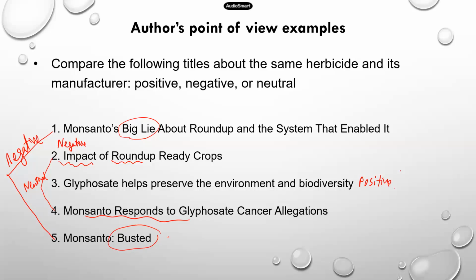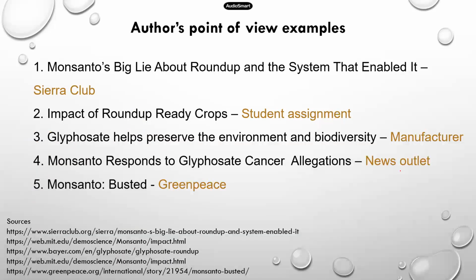these titles. So number five, negative point of view, right? They're written by Sierra Club and Greenpeace, which are well-known activist groups, right? Those are pro-environment groups. And Roundup is a chemical product that we use in agriculture to kill certain pests. I'm not going to say what because there is a passage on that and I can't give you the answer.